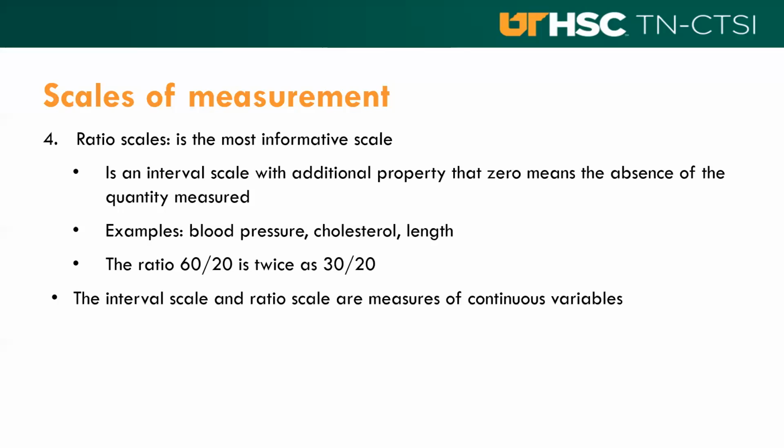Examples of variables with ratio scale are like blood pressure. In a person with hypotension, the blood pressure can be 0, and 0 means there is no movement of blood, and so it's a true 0. Cholesterol, length, and the likes. And in the case of the ratio scale, 60/20, which is 3, is twice as much as 30/20. So one ratio is twice the other in this case, and that information is so informative, unlike in the interval scale, where 75 Fahrenheit is not twice as hot as 35. In the ratio scale, ratios have properties which are useful and can be interpreted. The interval scale or ratio scale measures continuous variables.